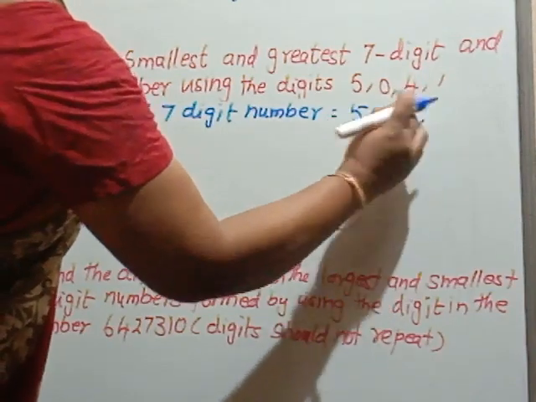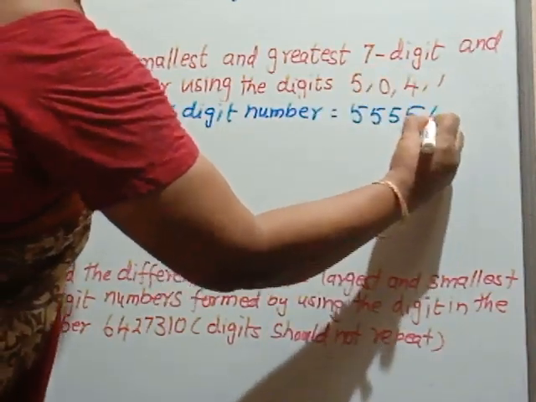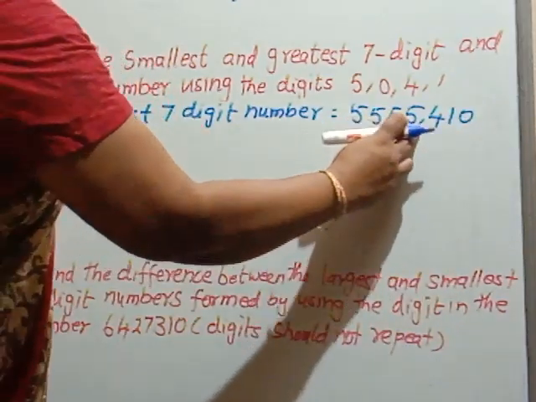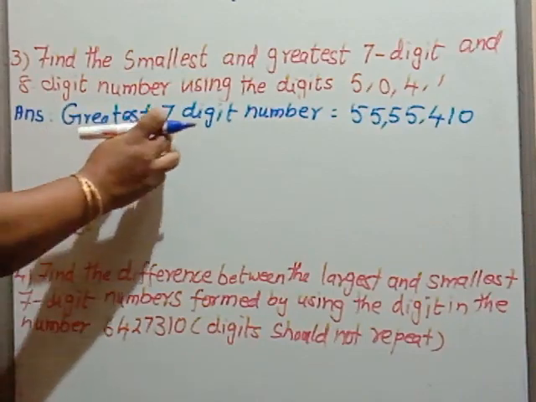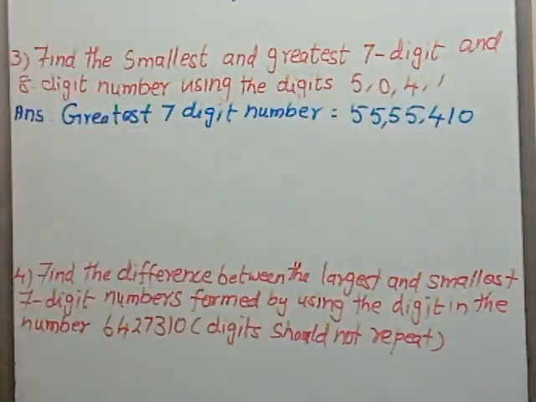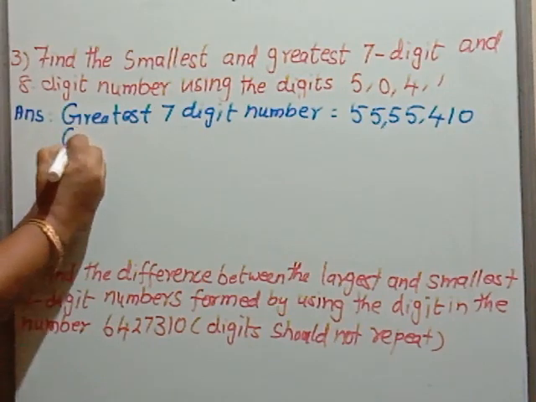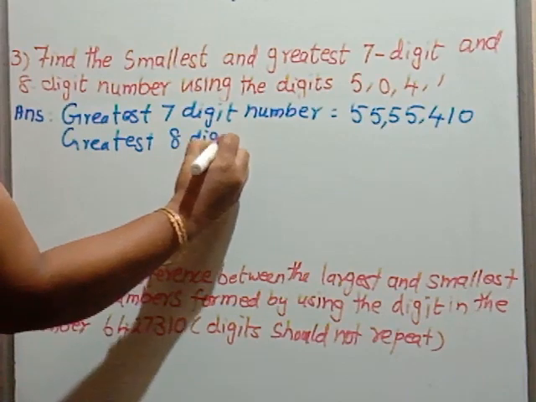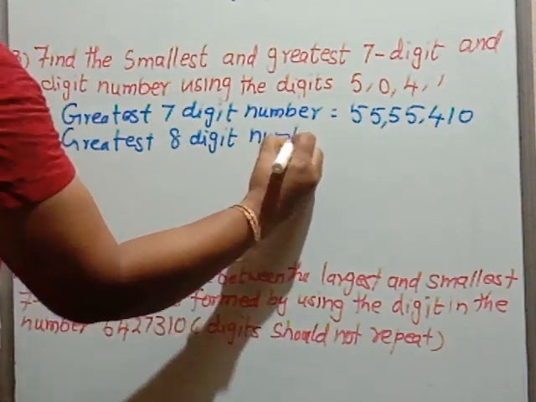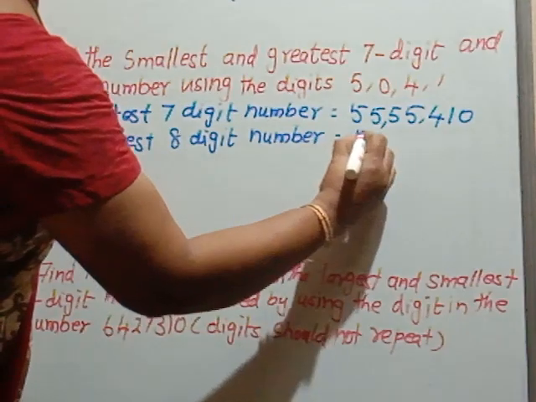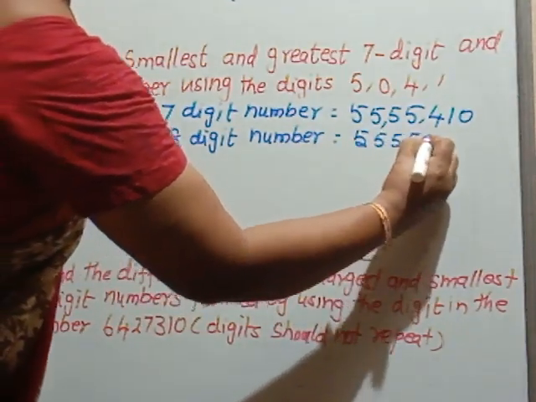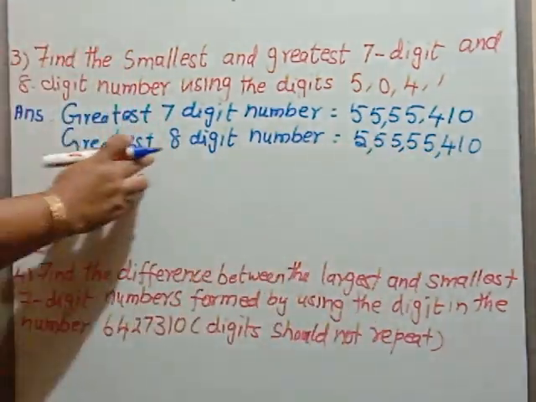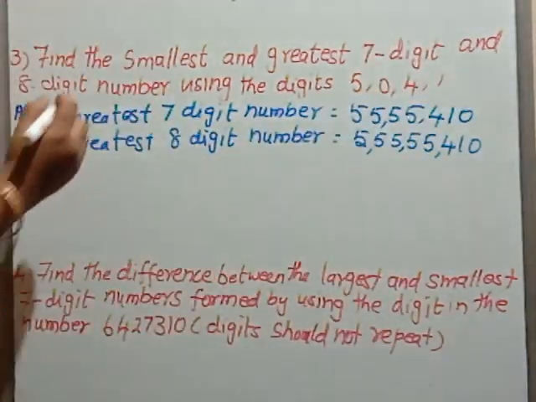Now, first you write 4 fives because only 4 numbers are there. Now, which is the smallest? Then 4, 5, 4. Then 1, 0. So, 55,55,410 is the 7-digit greatest number with the help of 5041. Now, we'll find out greatest 8-digit number. Now, what we have to write? You write 5 times 5s. Then 410. It will be the greatest 8-digit number with the help of these 4 numbers.